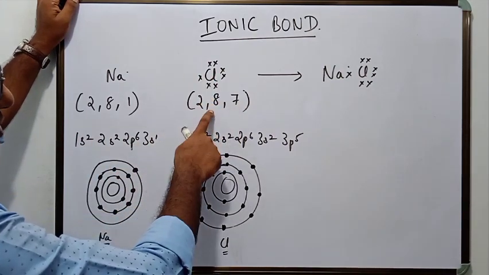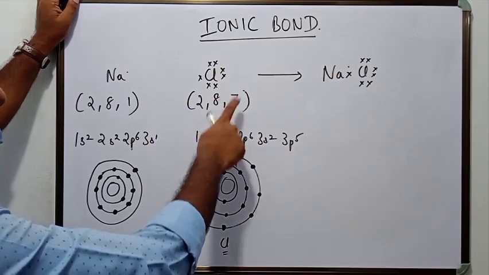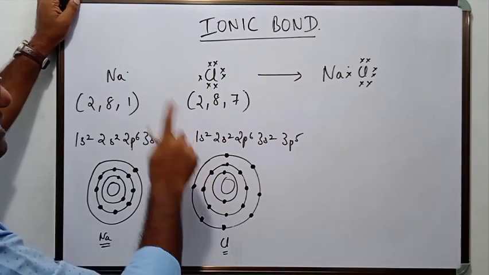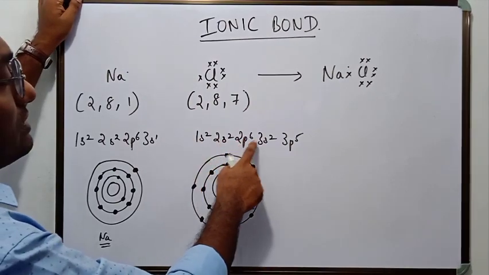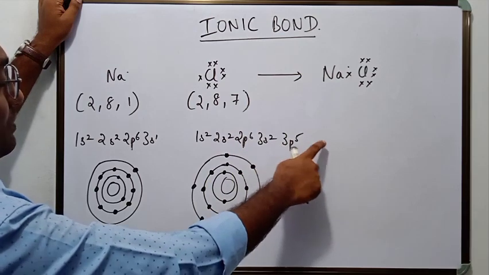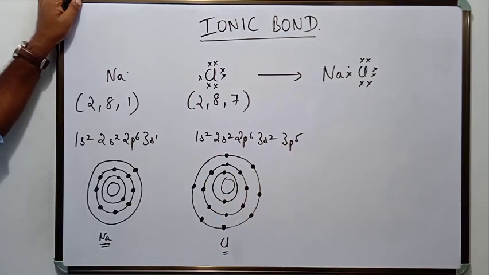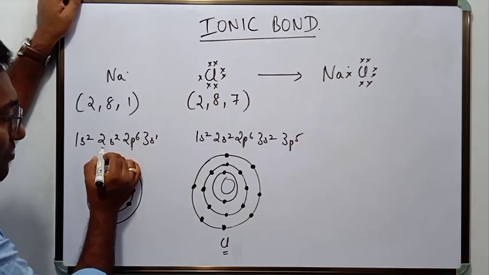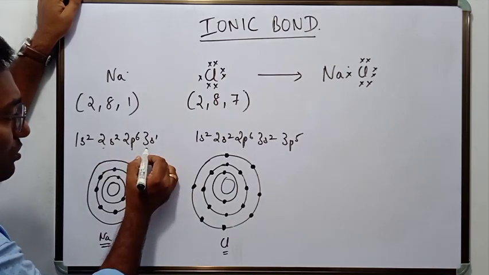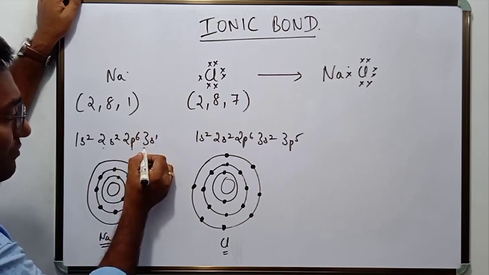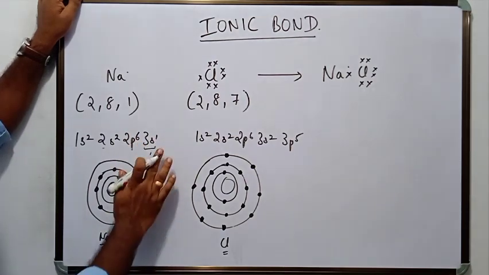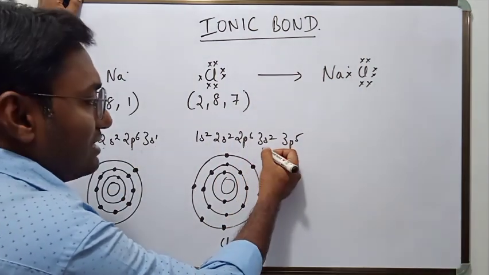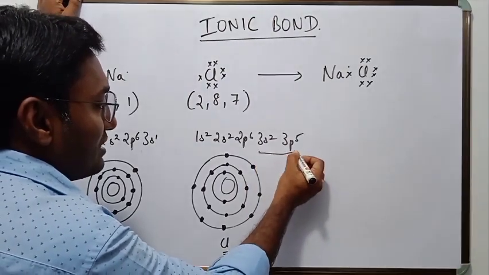17 is the atomic number of chlorine, 2, 8, 7. The first shell has 2 electrons, the second 8, the third 7. The electronic configuration is 1s2, 2s2, 2p6, 3s2, 3p5, which equals 17 electrons. How many electrons are there in the outermost shell? Sodium has 1 electron in the outermost shell, and chlorine has 7 electrons in the outermost shell.